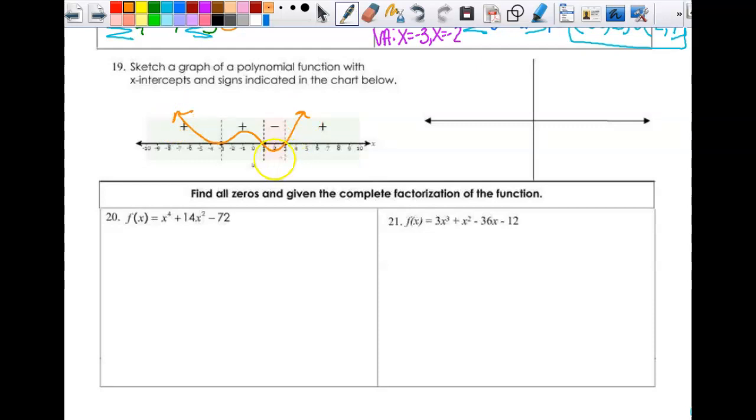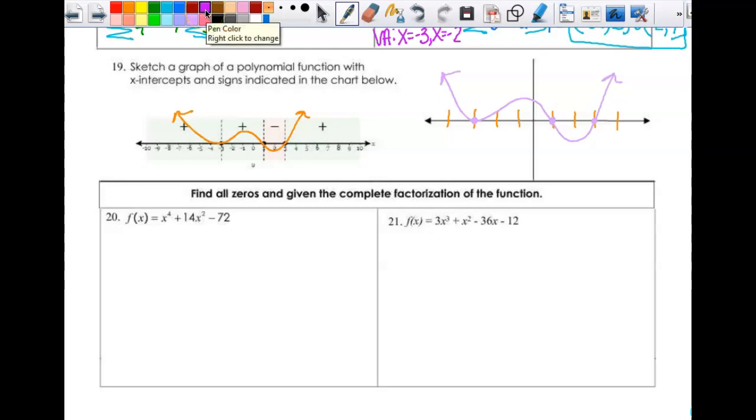Let's see, this is at 3 and negative 3, so I can go 1, 2, 3, 4, 1, 2, 3, 4. So I'm here at negative 3. That's where my bounce is. And then 1 and 3. So my graph comes down here, it bounces, comes back up, goes down and it's negative, and then comes back up and it's positive. I don't know how positive or negative it gets, and I don't know where my y-intercept is, but I can at least get that done.